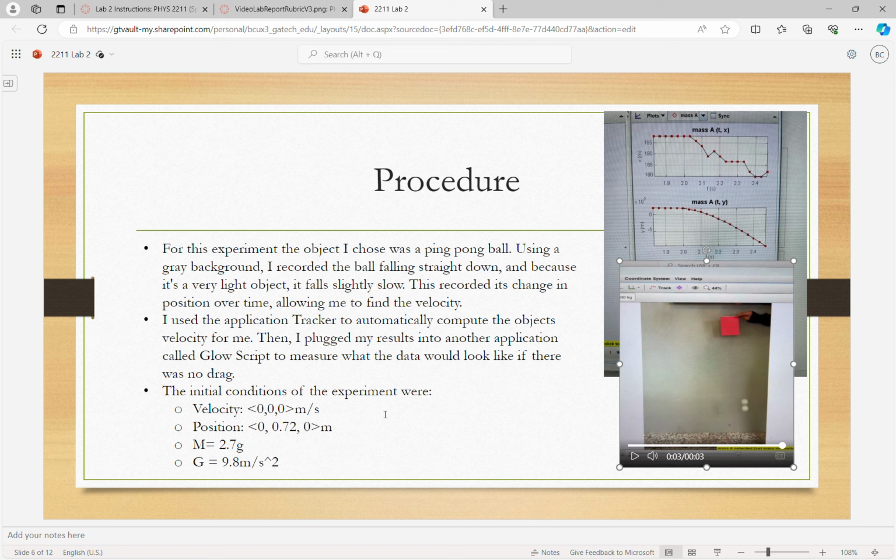I used the application Tracker to automatically compute the object's velocity for me. Then I plugged my results into another application called GlowScript to measure what the data would look like if there was no drag. The initial conditions of the experiment were a velocity of 0, the position of the ball in the video, a mass of 2.7 grams, and a gravitational acceleration of 9.8 meters per second squared.